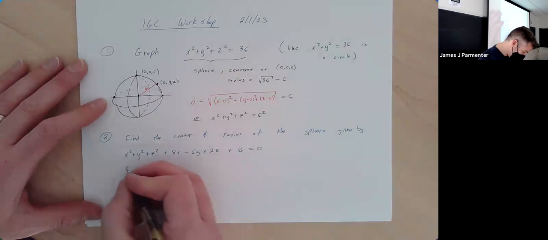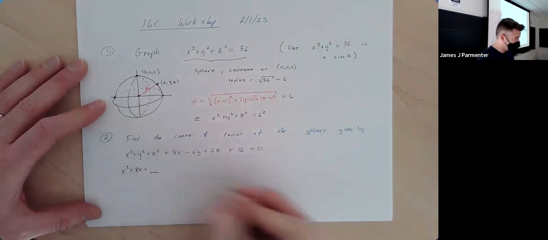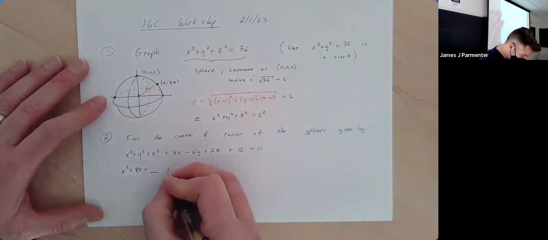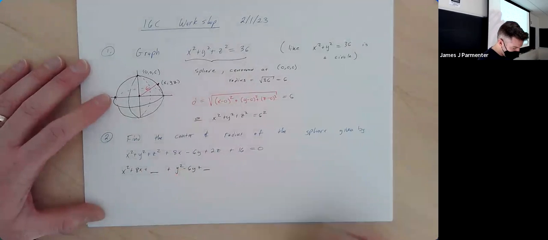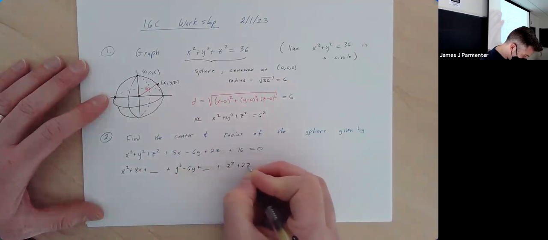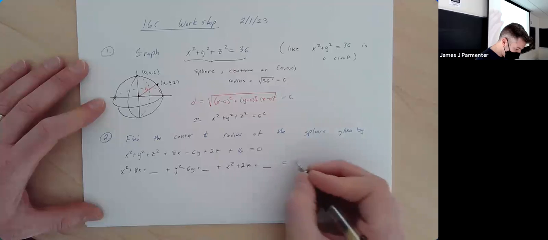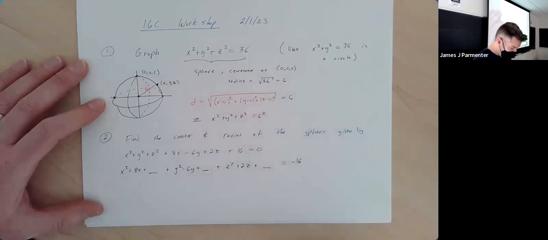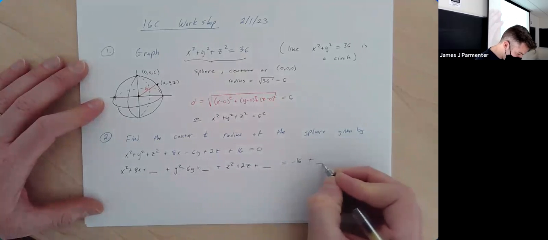So we're going to write this as x squared plus 8x plus, and we're going to leave ourselves a little bit of room to complete the square. And we're going to have y squared minus 6y. We're going to leave ourselves a little bit of room to complete the square. And we're going to have z squared plus 2z plus, again, a little bit of room. And I'm going to bring that 16 over to the other side and make it a negative 16. And then I know that if I add stuff on the left, I'm also going to have to add the same stuff on the right.